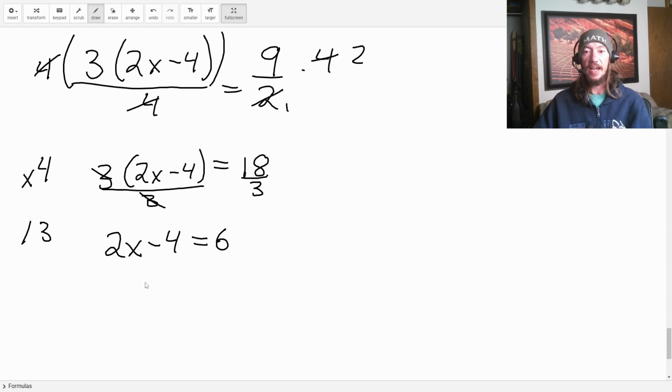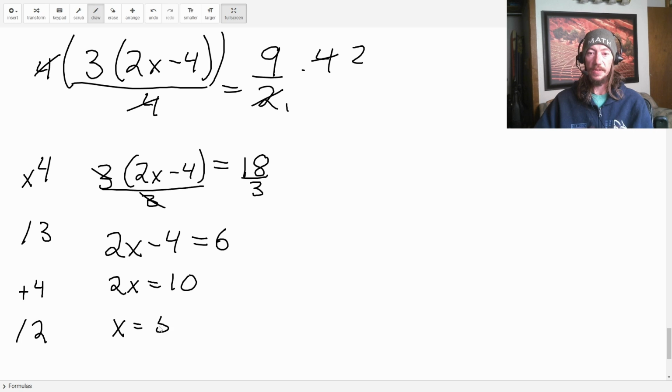And now this is just like early algebra. We're going to add 4 to both sides. 2x equals 10. And last, we divide by 2 and get x equal to 5. So there's other ways we could have approached this, but this kept our numbers really nice and small. Let me show you another way that would have worked just as well, though.